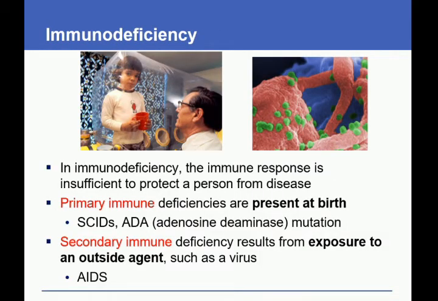Immunodeficiency. In immunodeficiency, the immune response is insufficient to protect a person from disease. Primary immune deficiencies are present at birth. SCIDs, ADA or adenosine deaminase mutation. Secondary immune deficiency happens from exposure to an outside agent such as a virus. For example, AIDS.